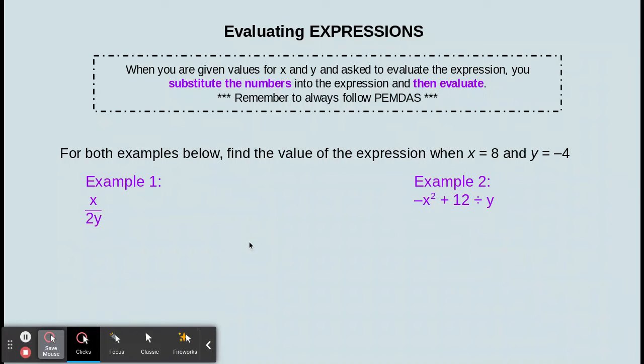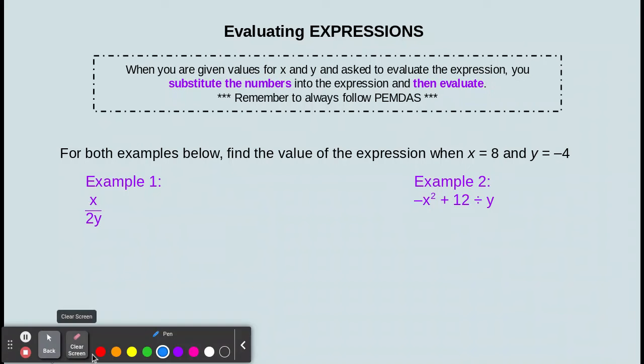Now, the other thing in this lesson is talking about evaluating expressions. You will be given an expression that has variables in it. Remember, variables are unknown values. But in this case, they are going to tell you what value x is and what value y is. So then you are going to simply substitute the numbers, then evaluate. So for both of these problems, they're telling us to use x equals 8 and y equals negative 4.